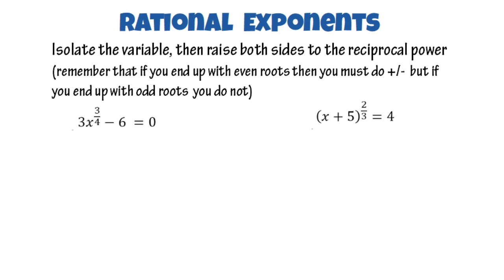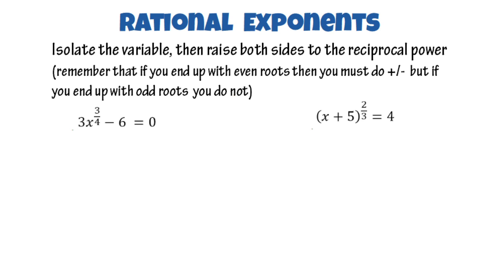All right, last thing. What if you have rational exponents? That means these ugly little exponents that are fractions. Well, they might look scary, but they're really quite easy to get rid of. You're just going to raise both sides to the reciprocal power. If you end up with even roots, that would be like if you end up doing a square root, then you've got to do the plus or minus. Don't forget that. But if you end up doing odd roots, we don't do plus or minus.